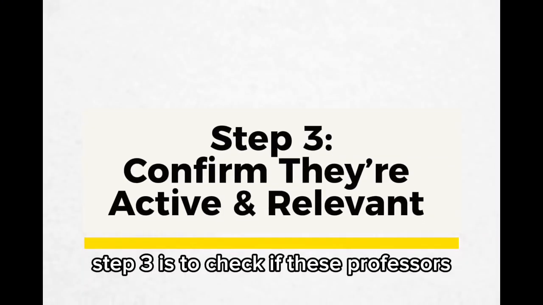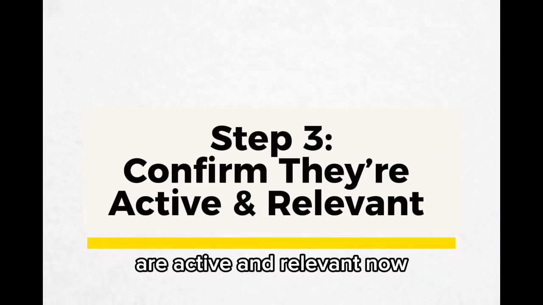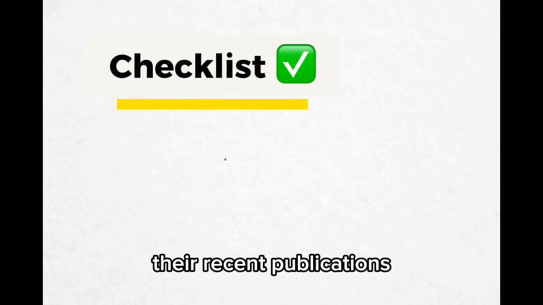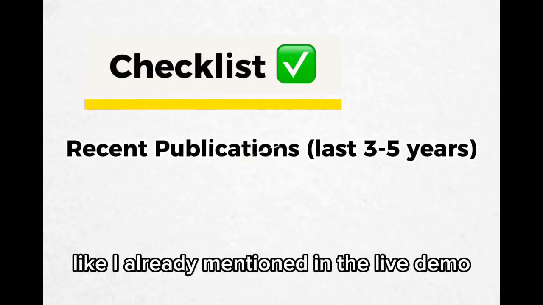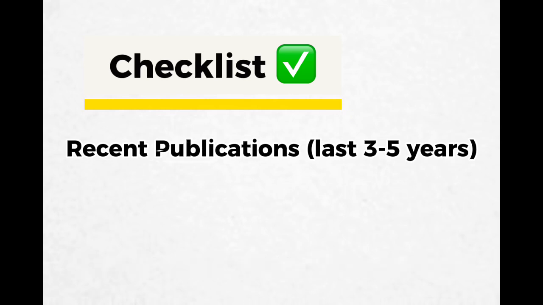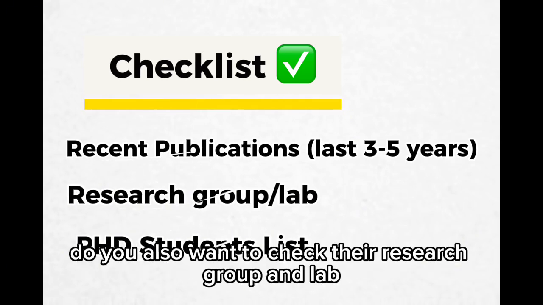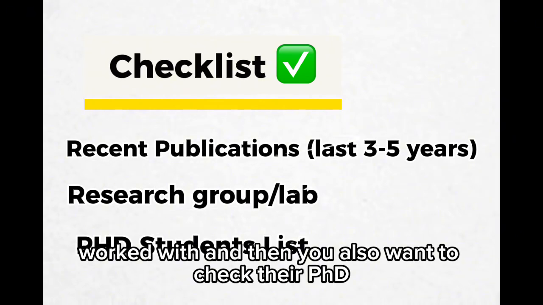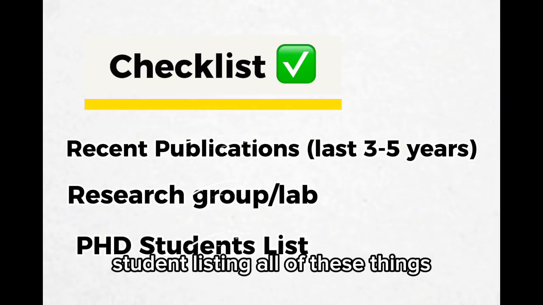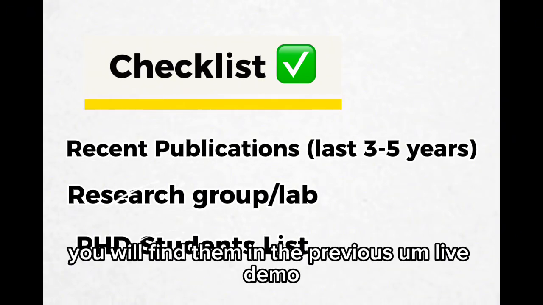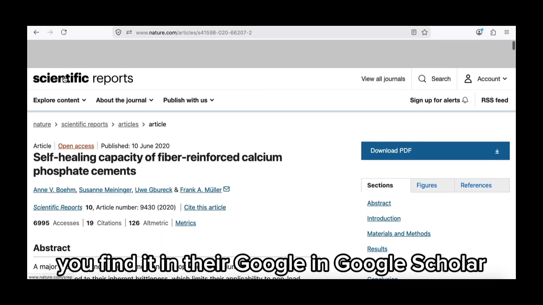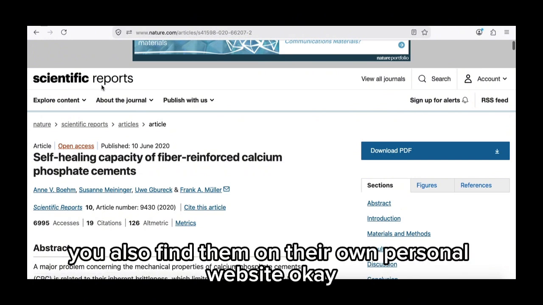Step 3 is to check if these professors are active and relevant. Now, what you want to put on your checklist is their recent publications in the last 3 to 5 years, like I already mentioned in the live demo. You also want to check their research group and lab. That is all the people that they have worked with. And then you also want to check their PhD student listing. All of these things, you will find them in the previous live demo I just showed you. You find them in their Google Scholar. You also find them on their own personal website, okay?